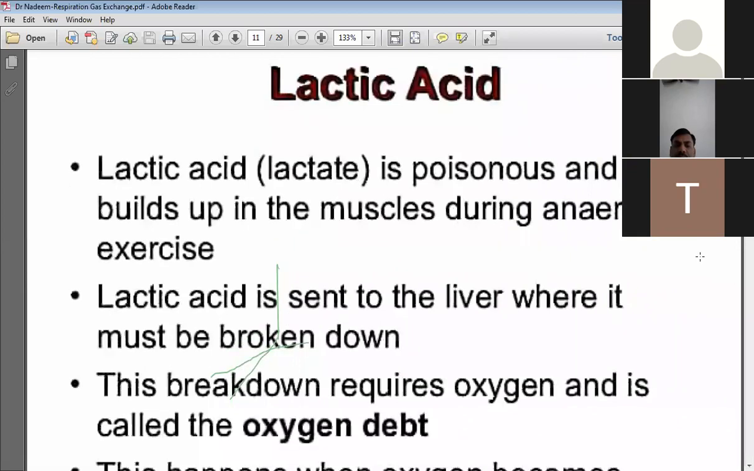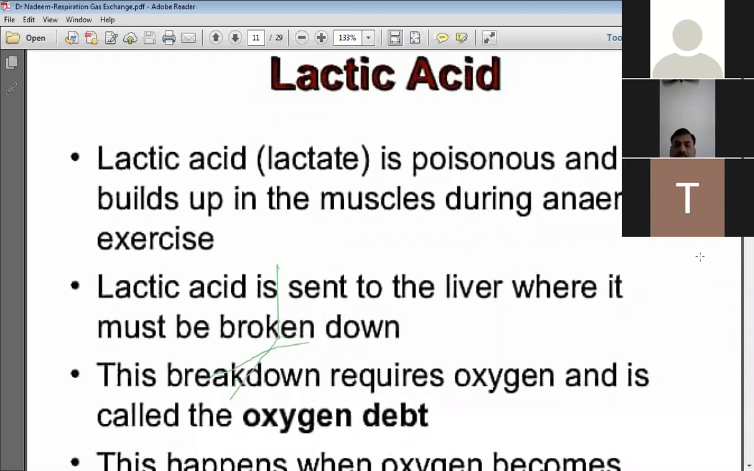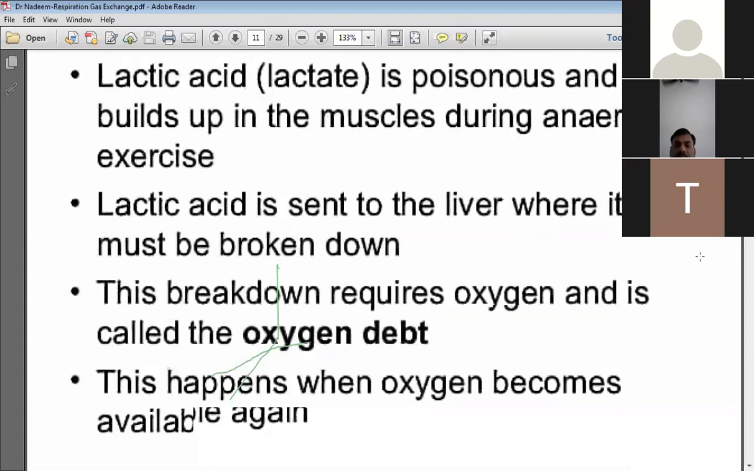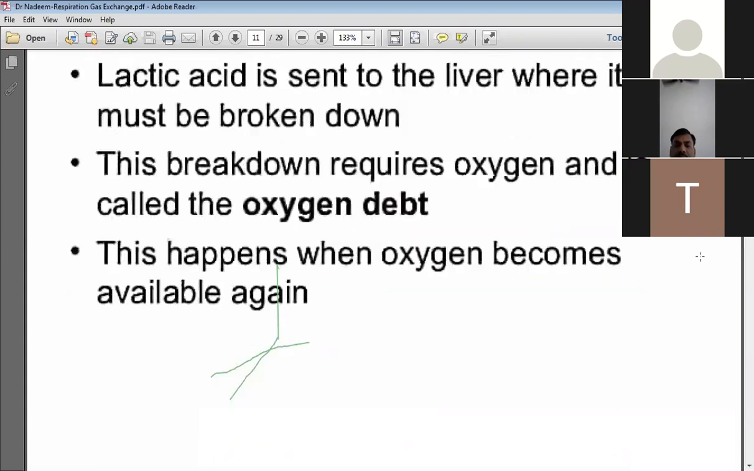Lactic acid acts like a poison and builds up in the muscle in anaerobic exercise. Normally, when it is produced inside the muscles, it is transported to the liver, where it is broken down again into pyruvic acid. This breakdown of lactic acid requires oxygen, and this process is known as oxygen debt.